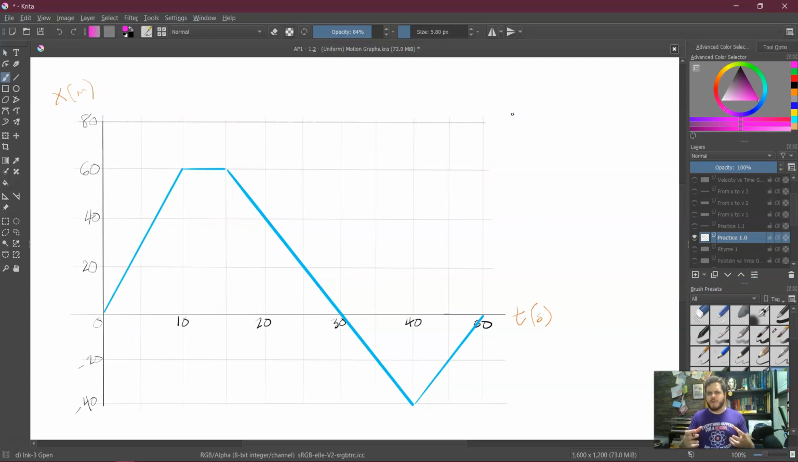Now, this is a typical example of a position versus time graph, and we're looking at the object as moving in a time interval from 0 to 50 seconds, and a bunch of different things happen. You'll notice we've got really 1, 2, 3, 4 different segments. And we need to make sure that we can interpret what exactly is happening here.